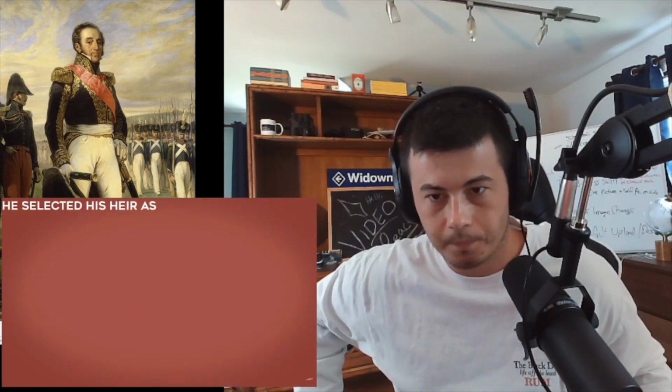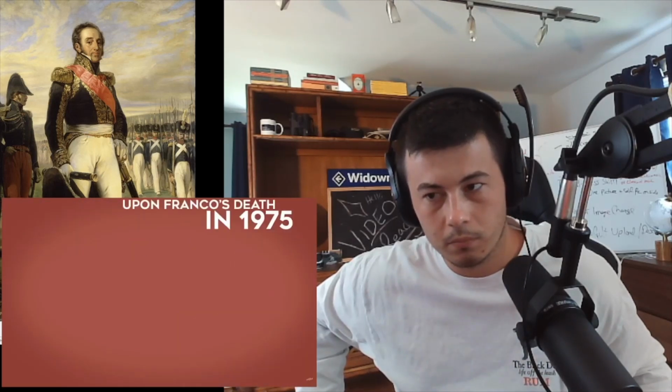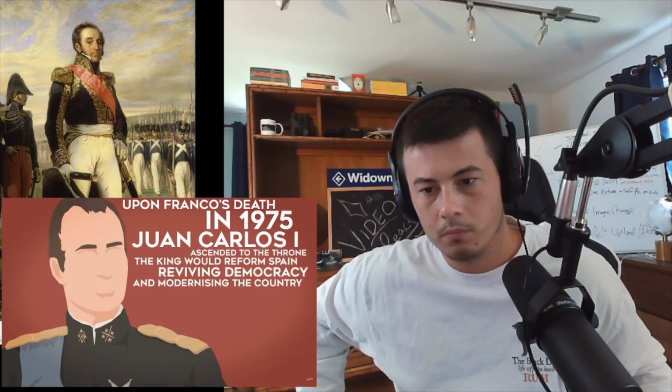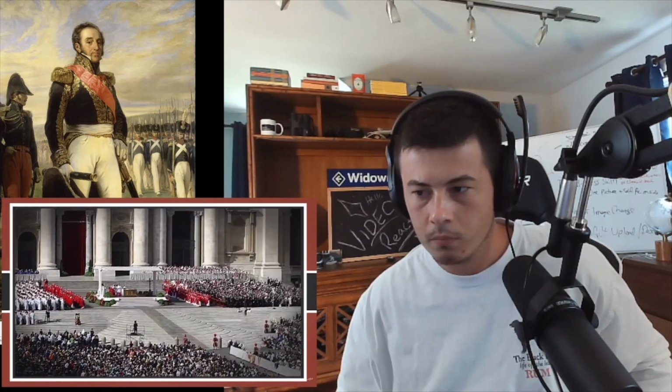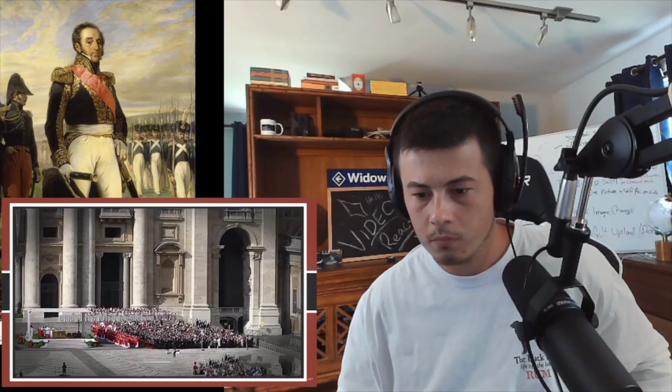He selected his heir as Juan Carlos de Borbón in 1969, and upon Franco's death in 1975, Juan Carlos I ascended to the throne. The king would reform Spain, reviving democracy and modernizing the country. The consequences of the Civil War no longer lingered so heavily over everyone. Mourning could finally begin. The sorrow and sheer human cost of the war are still deeply remembered and felt to this day, and with that sorrow continues some hatred. The sometimes violent division between left and right remains, not only in Spain, but the world.